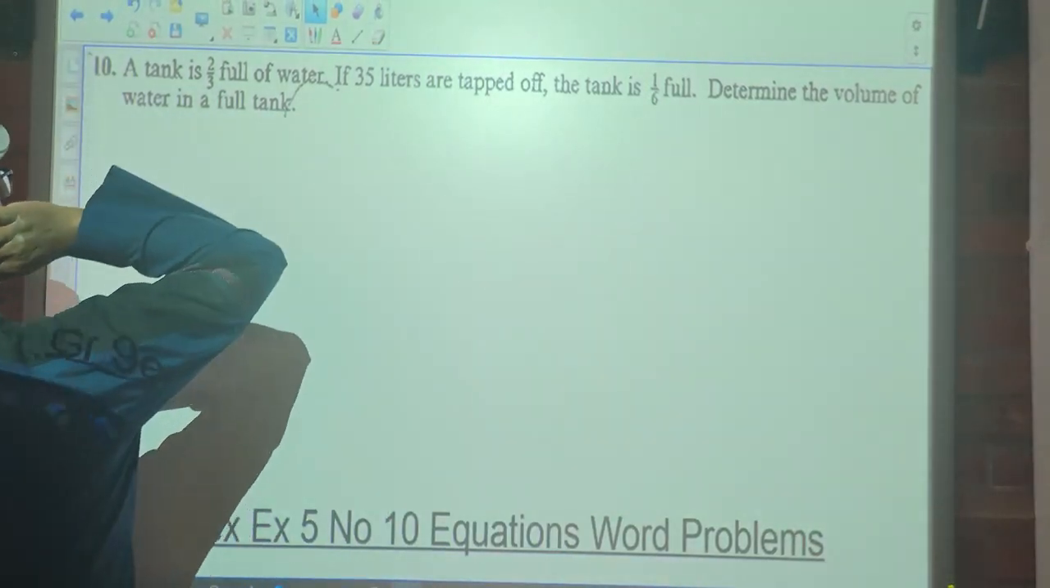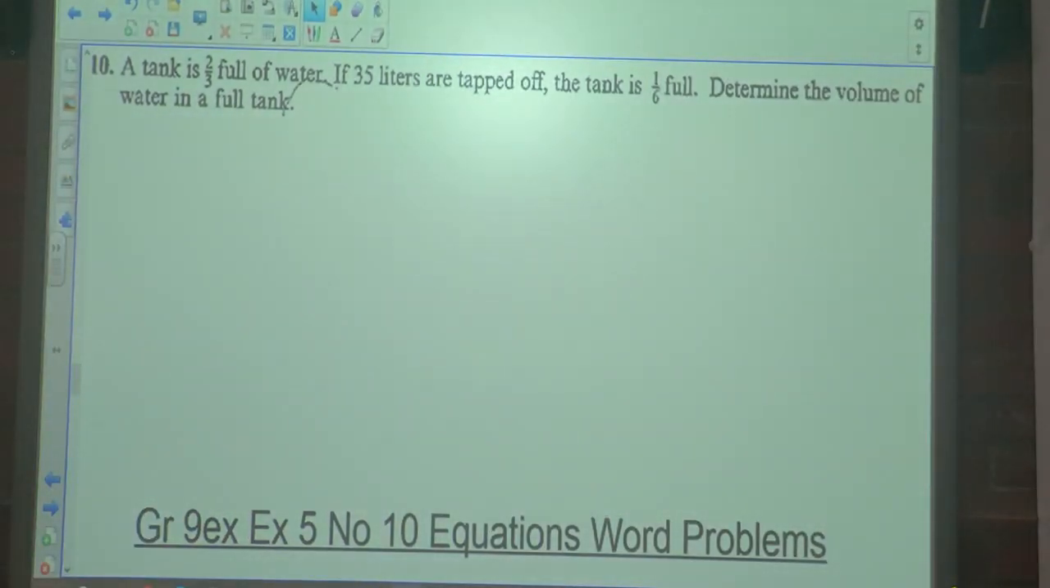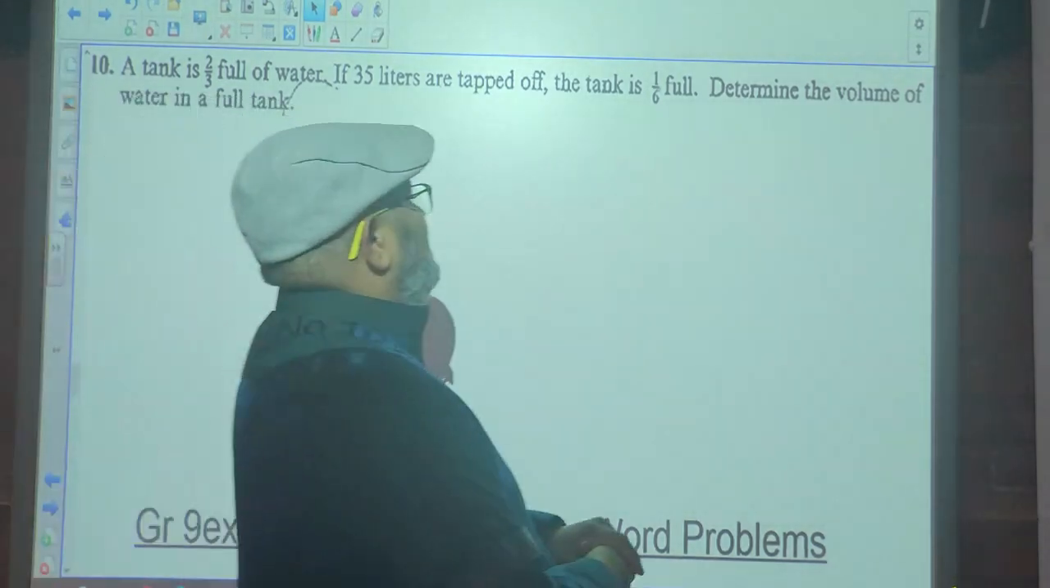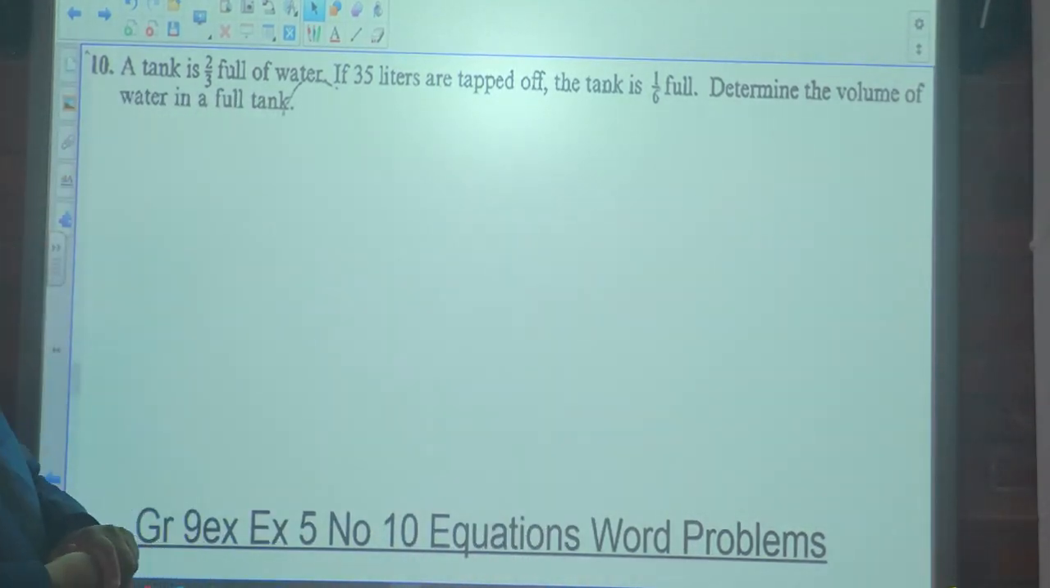People, a tank is 2/3 full of water. If 35 liters are tapped off, which is let go, of the tank, which means to say I must subtract, minus 35 liters. The tank is then 1/6 full. Determine the volume of water in a full tank.